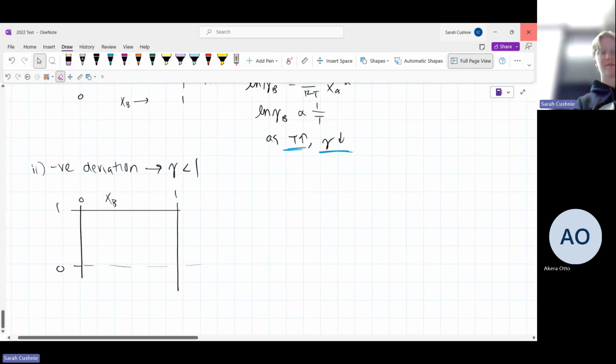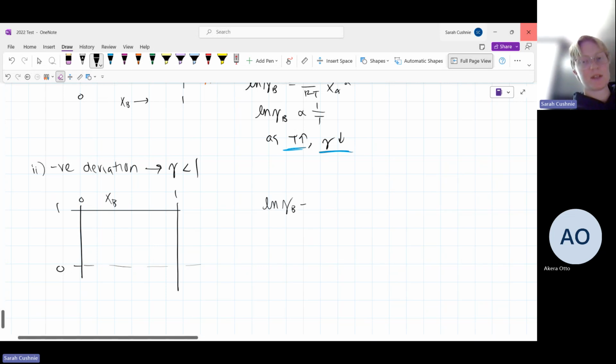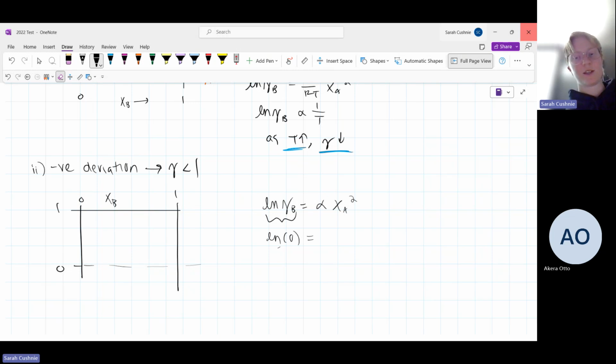When we're talking about negative deviation, then we have to remember the definition of ln gamma b is equal to alpha times xa squared. We're taking the ln of this value. We can't take the ln of 0, it's undefined. It's a math error. So we know that no matter what happens with this value, it can't get below 0.